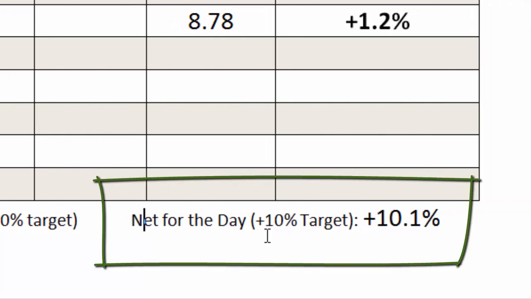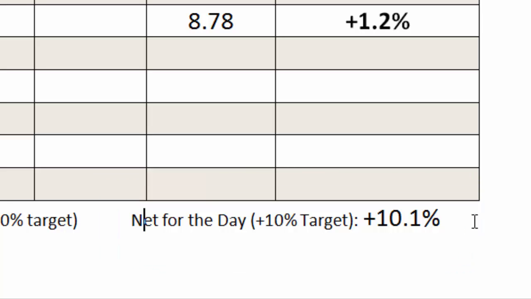And our net for the day, we have a 10% target. We were at 10.1%. Now that's 10.1% of risk. So in our model portfolio, at $10,000 per trade and a 1% stop, we're risking 100 bucks. That would be, we made about $1,000 today in 2.5 hours. Not bad work if you can get it.